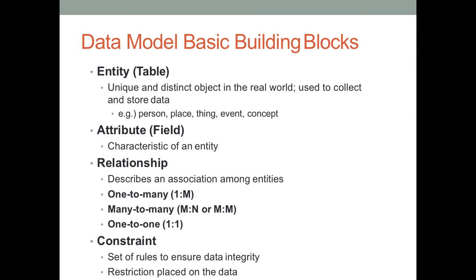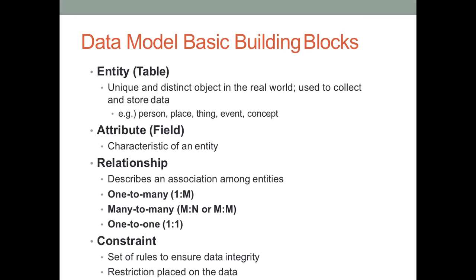Here is a list of the data model basic building blocks. First are the entities, which will be represented as tables in a database. An entity refers to the unique and distinct objects in the real world used to collect and store data. For example, an entity can be a person, a place, a thing, an event, or a concept. Attributes are characteristics of an entity. In a database, an attribute is represented as a field in the table.